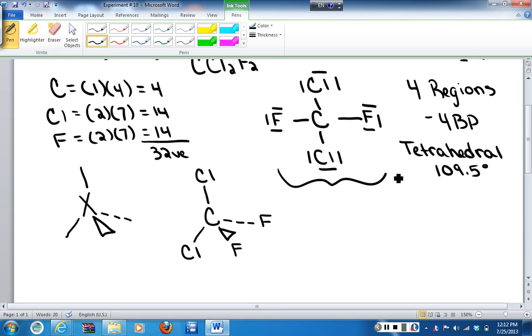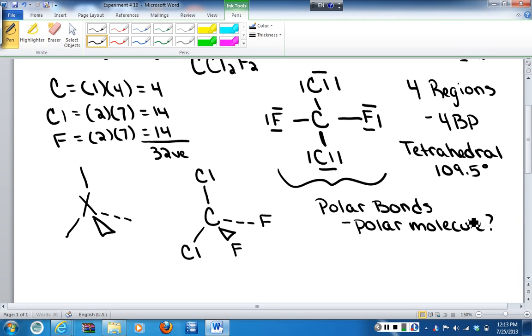Now, in order to determine the polarity of this molecule, if we only considered the Lewis structure, we could look at it and say, okay, this has polar bonds. We know that carbon and chlorine and carbon and fluorine do not have the same electronegativity. Therefore, there is a difference in electronegativity. Those electrons in the bond will not be shared equally, so we will generate a dipole moment. Now, when we have polar bonds, the problem is that it can either be a polar molecule or a nonpolar molecule.